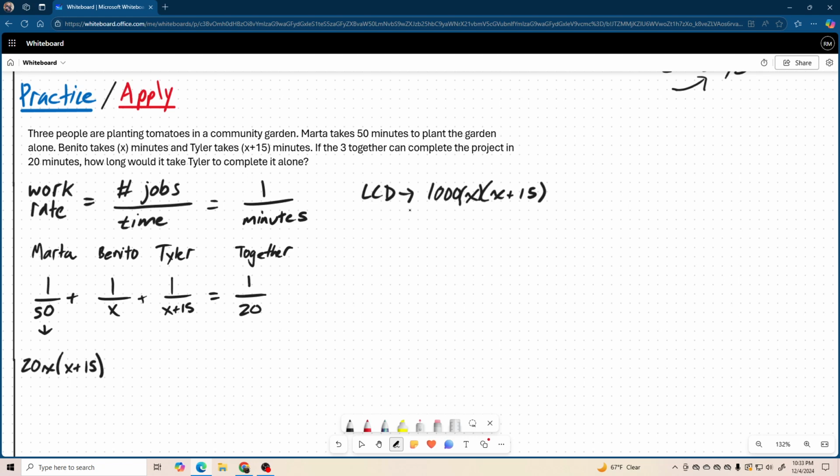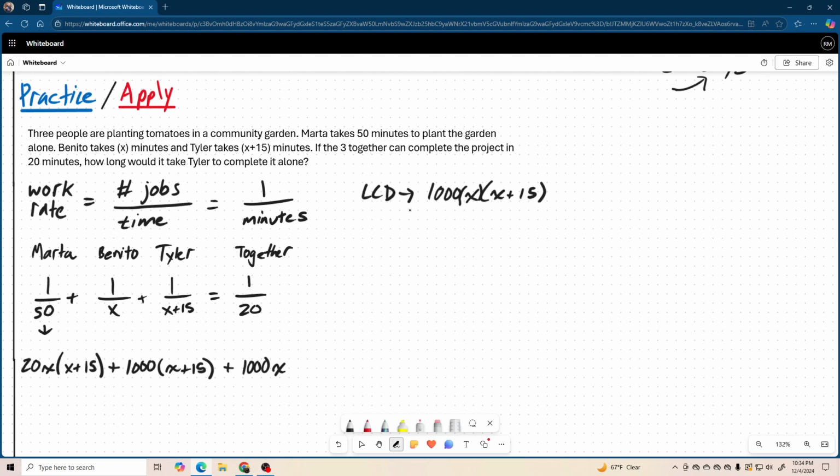So now let's do Benito. Benito has the X already, so we need everything else. We need the 1,000, we need the X plus 15. So plus 1,000 times X plus 15. All right, now Tyler already has the X plus 15, right? So if Tyler has the X plus 15, we just need the 1,000X. So plus 1,000X.